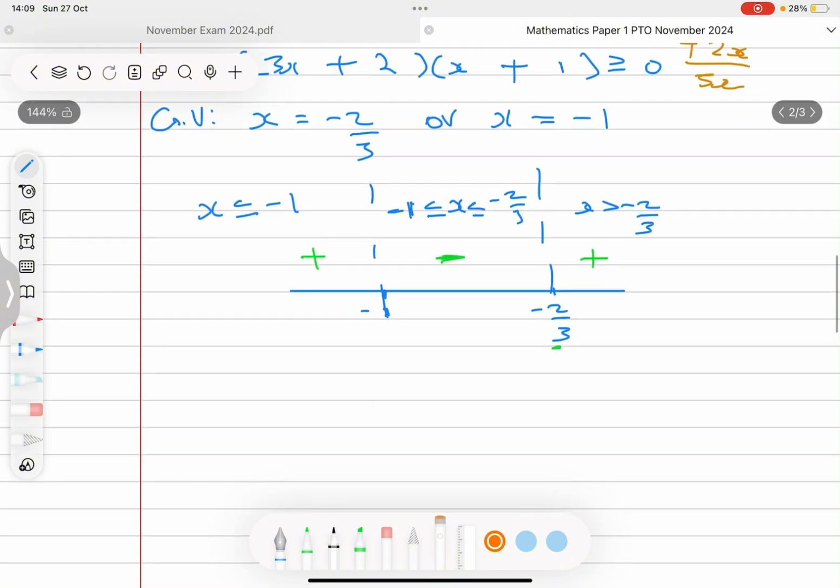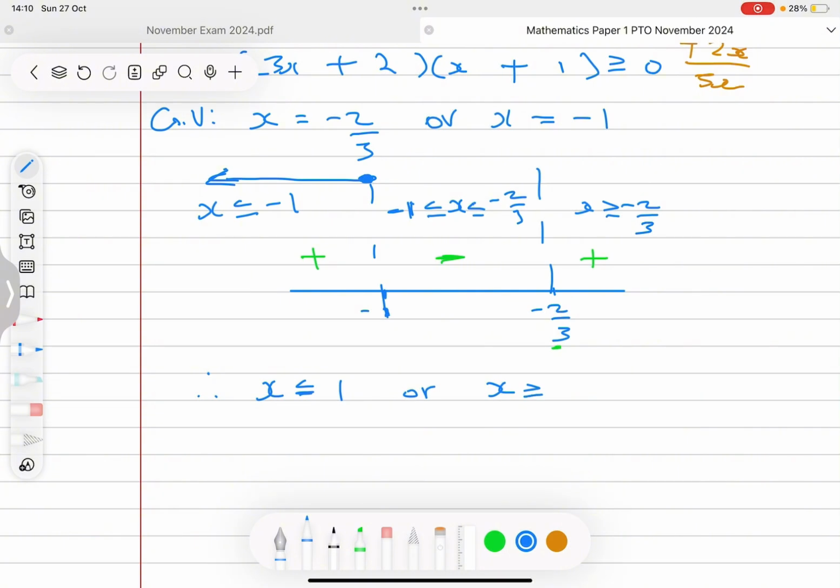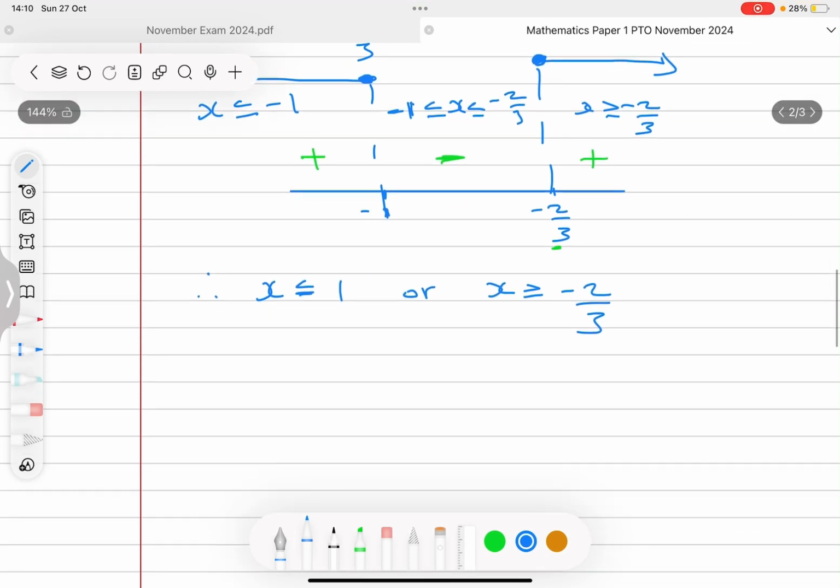So that means my answer, the values of x, would be x less than or equal to -1. In fact, that's how we draw it here. We're saying from -1, and you can include -1 because we have an equal sign here, meaning -1 is part of the solution. So from here going to negative infinity, that's a solution. Or the other solution would be x is greater than or equal to negative 2 over 3. So here we're saying any number from negative 2 over 3 up until we go to positive infinity.